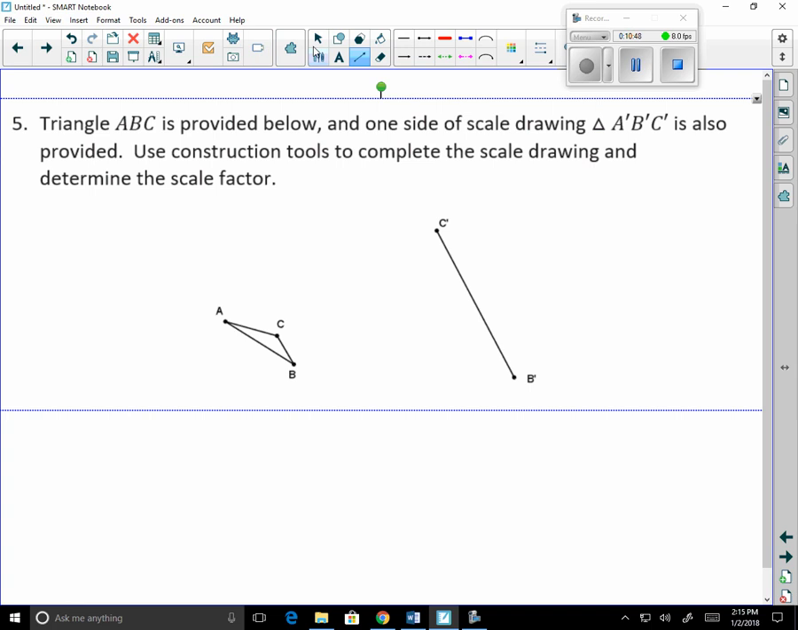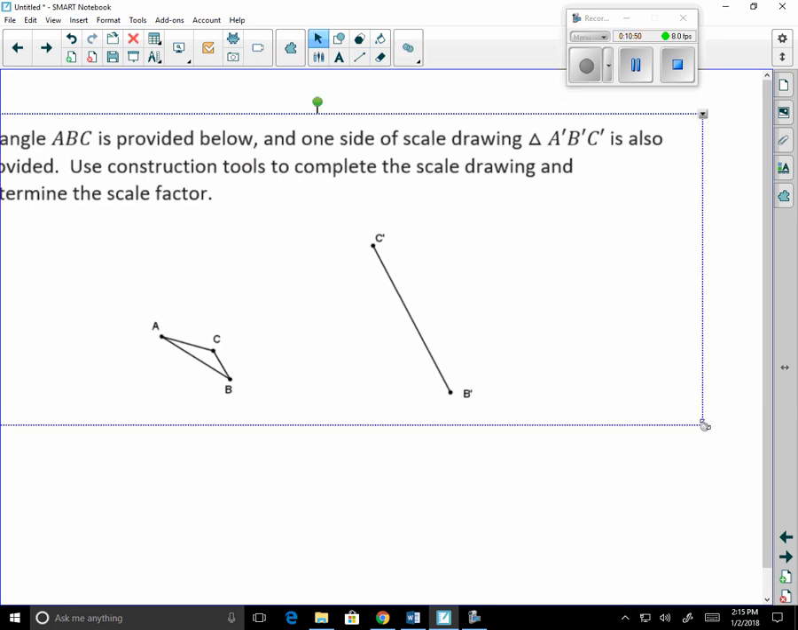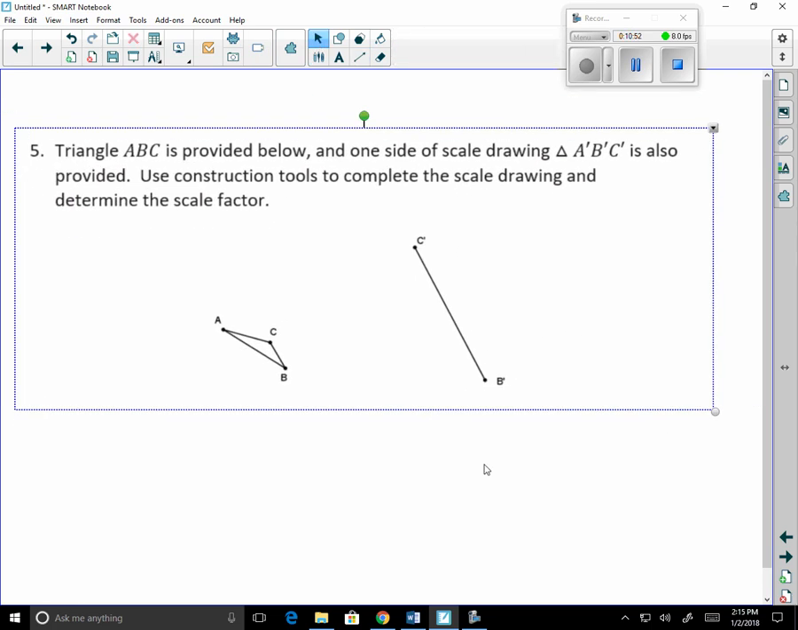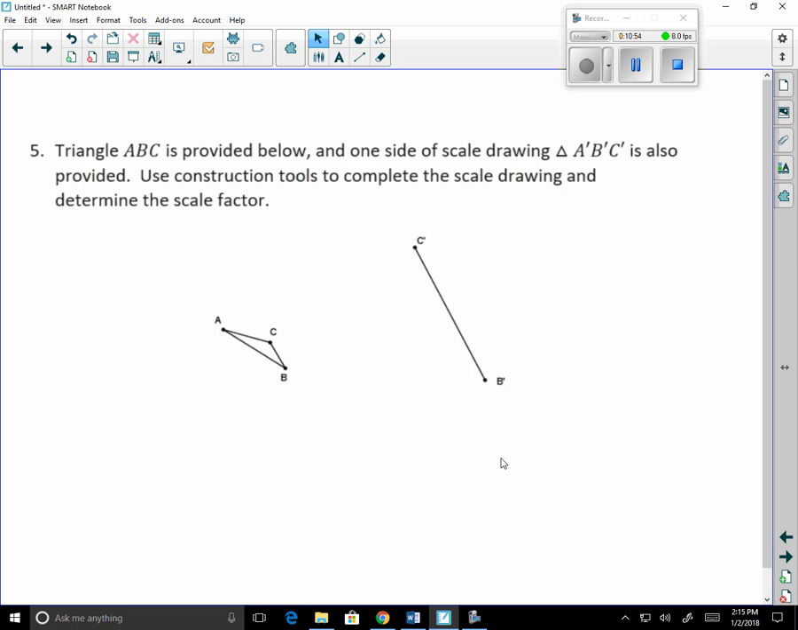Let's look at 5. 5 is similar to what we were doing at the end of the period. I know in some of my classes I got to it, some of them I didn't, so this is a good example here. So we're trying to figure out how much bigger is A, B, or B prime, C prime compared to B, C. So to do that, we'll use our compass tool.